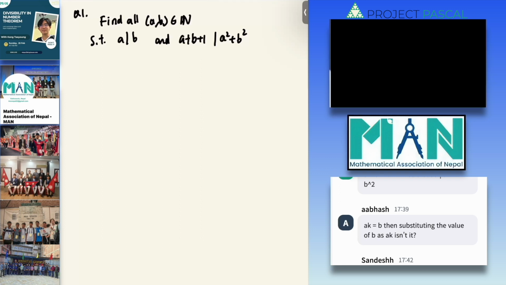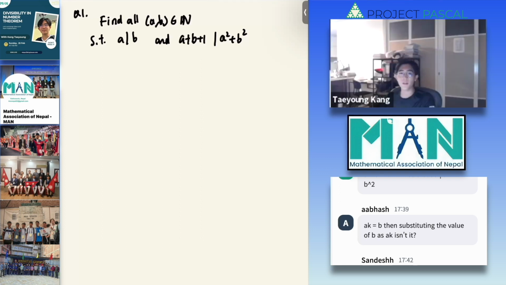Trying to prompt. Yeah, okay. That's in the correct direction. You want to bound in some way. But then, yeah, okay. That's another very good idea. As Sandesh pointed out, you want to try the Euclidean algorithm.